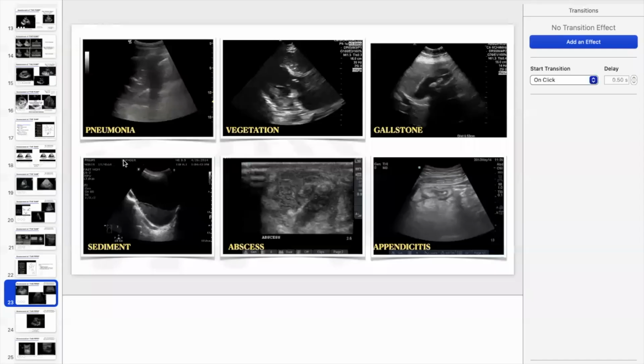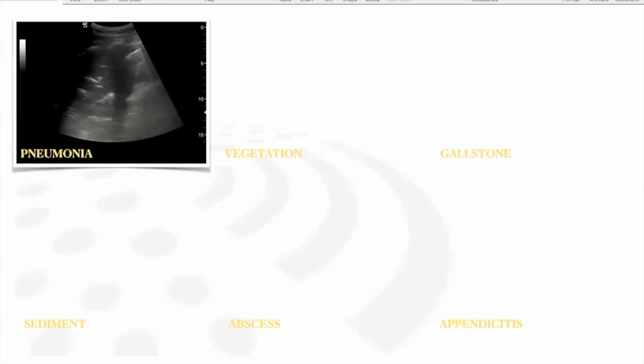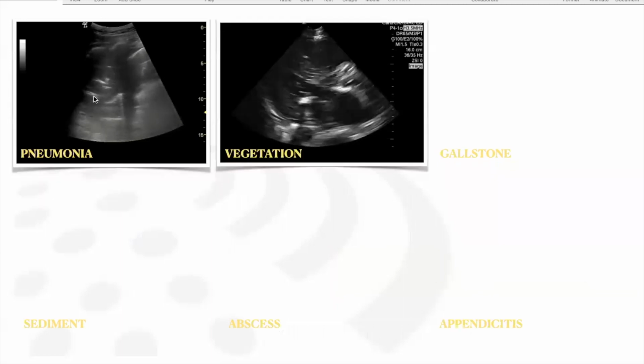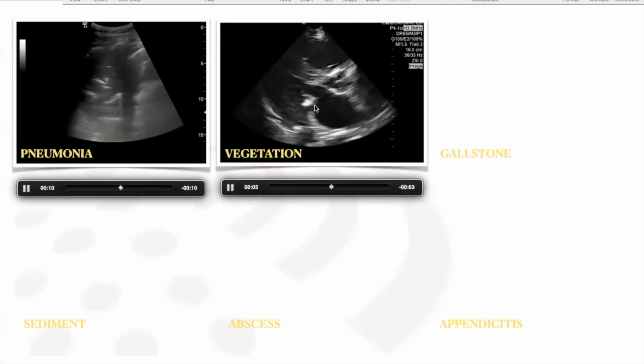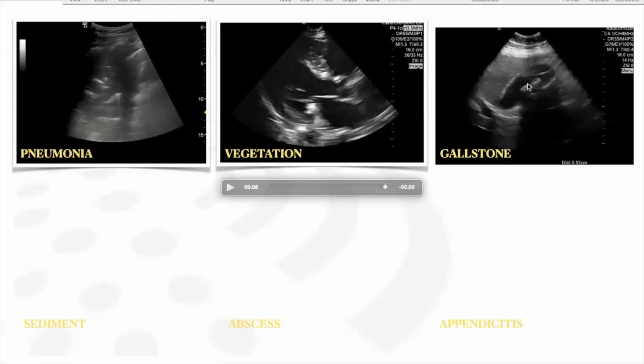Presence of other causes that precipitate or predispose the patient to sepsis, pneumonia. So you can see there are shred signs on the lungs. Vegetation, infective endocarditis, presence of some vegetation of the mitral valve.